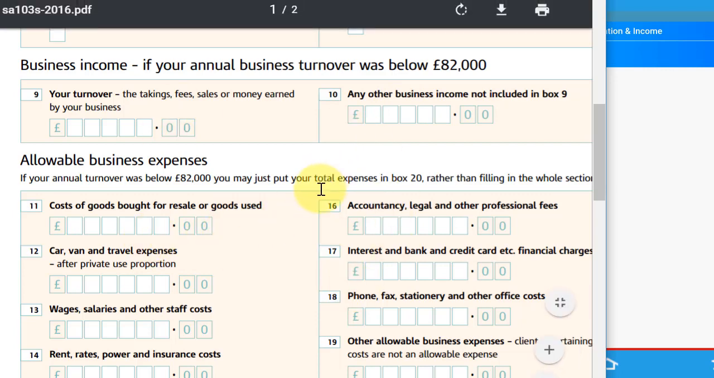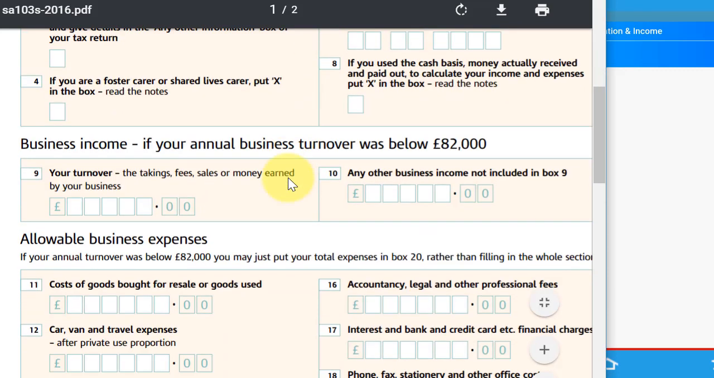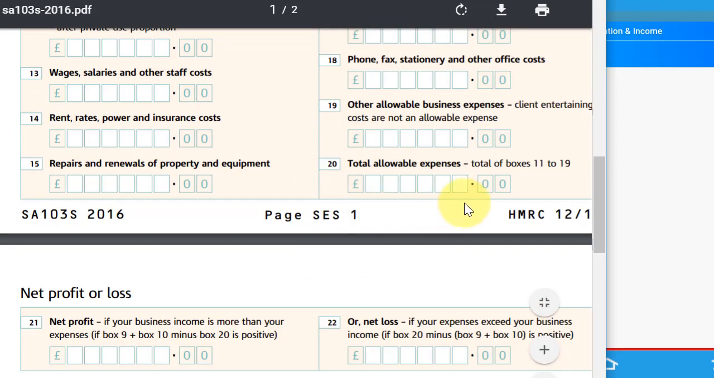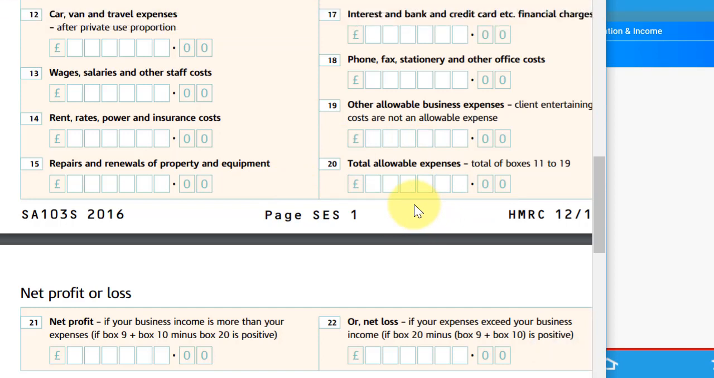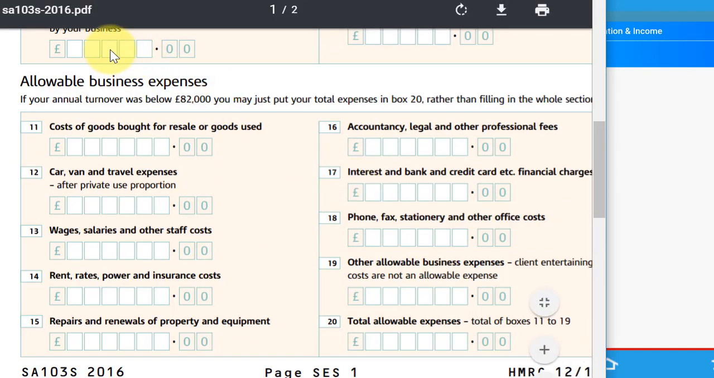Now for the small business, there is a provision. If your turnover was below 82, you may just put your total expenses in box 20 rather than filling in the whole section. So in this case, we can ignore all those boxes and just enter the total there. And that is what makes it possible to simplify the accounting process. In that, all you need to know is that this is an income and that's an expense, period. The rest you're not bothered.